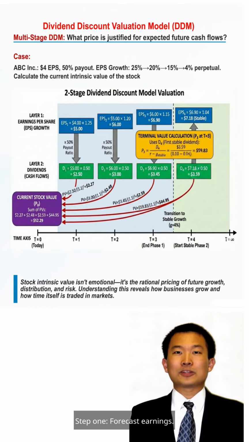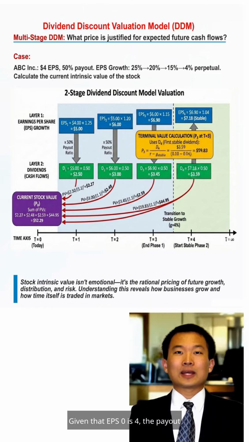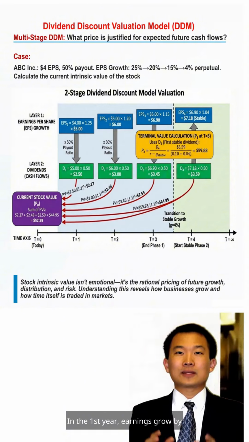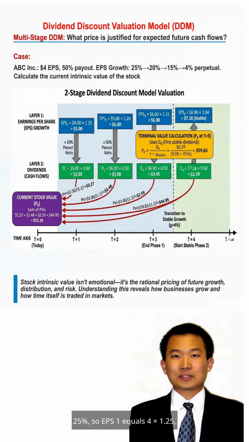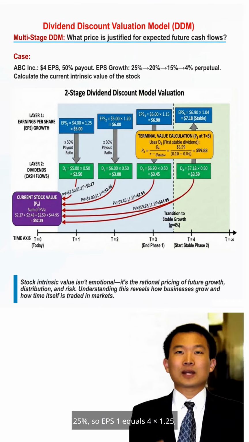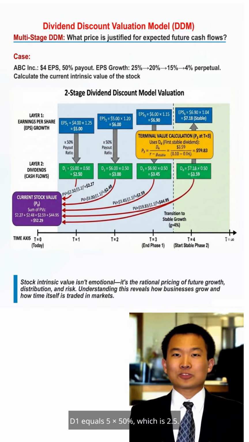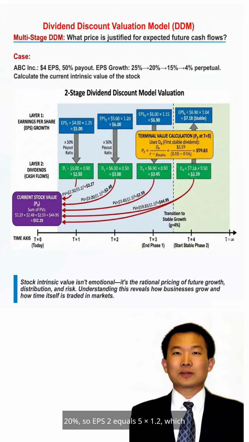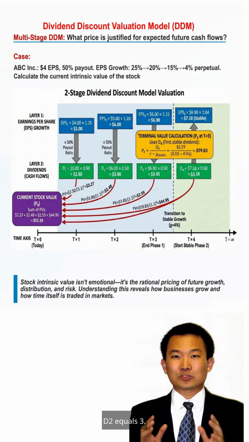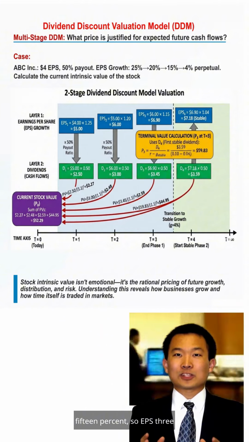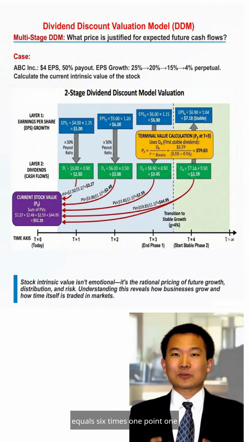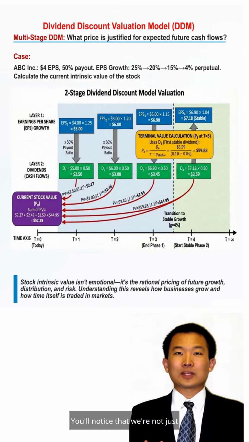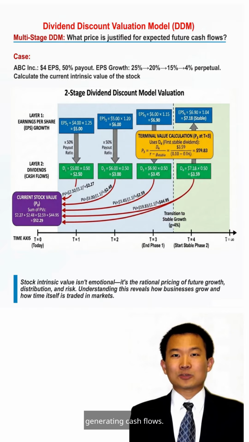Step 1, forecast earnings. Calculate the dividends. Given that EPS0 is 4, the payout ratio is 50%, and the discount rate R is 10%. In the first year, earnings grow by 25%, so EPS1 equals 4 times 1.25, which is 5. D1 equals 5 times 50%, which is 2.5. In the second year, earnings grow by 20%, so EPS2 equals 5 times 1.2, which is 6. D2 equals 3. In the third year, earnings grow by 15%, so EPS3 equals 6 times 1.15, which is 6.9. D3 equals 3.45. You'll notice that we're not just memorizing answers, we're actually generating cash flows.